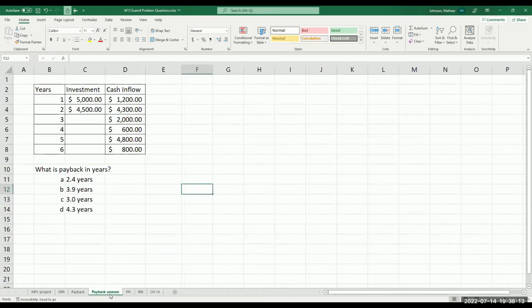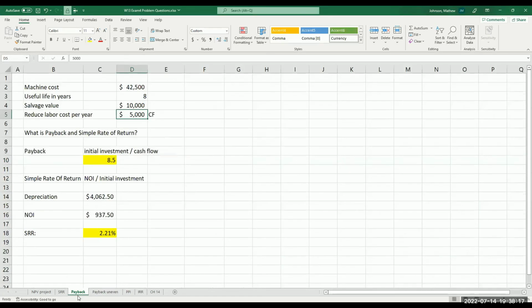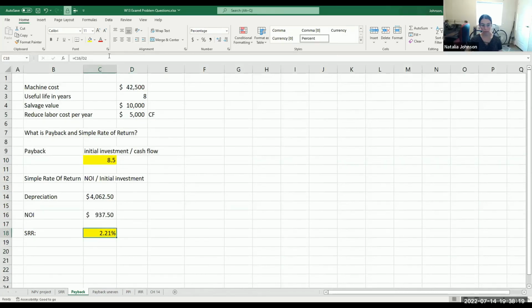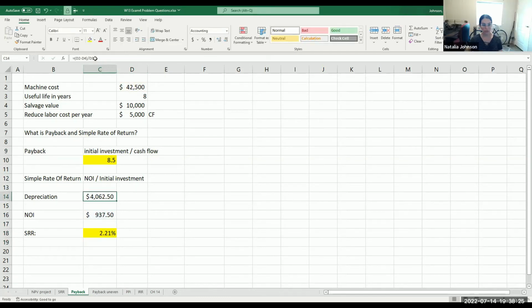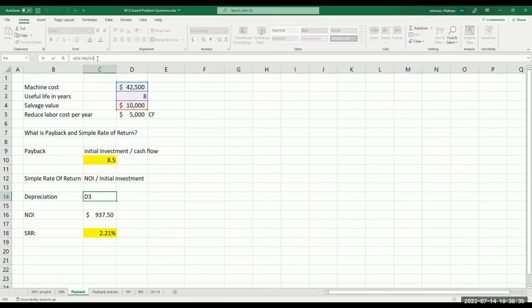This one is finding payback. Sorry, can you go back a little bit? Okay, for this one. Yeah, how did you get a depreciation? I didn't watch that side. So you have to subtract the cost of the machine minus its salvage value, and then you divide it by the useful life in years. Okay.